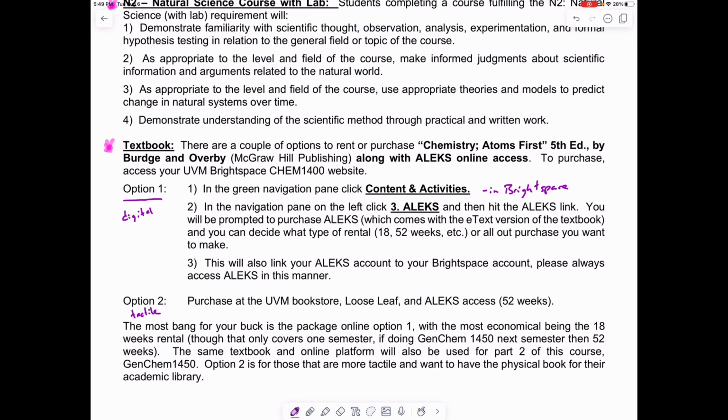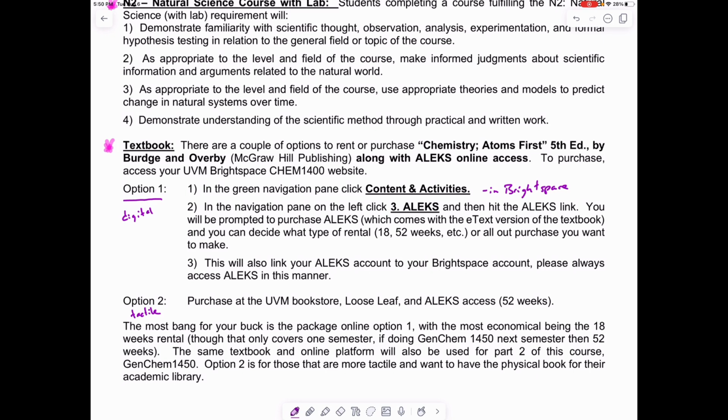There is actually an all-out purchase where you can keep the e-text for life, so you can decide what you want to purchase there. And then anytime you're trying to access Alex, we should access it through that Brightspace account. So going to Brightspace, Content and Activities, and then clicking the 3 Alex links to then take us directly into our Alex site. This way, it actually syncs very well with the Brightspace platform, so that our Alex platform and Brightspace platform are talking to one another.